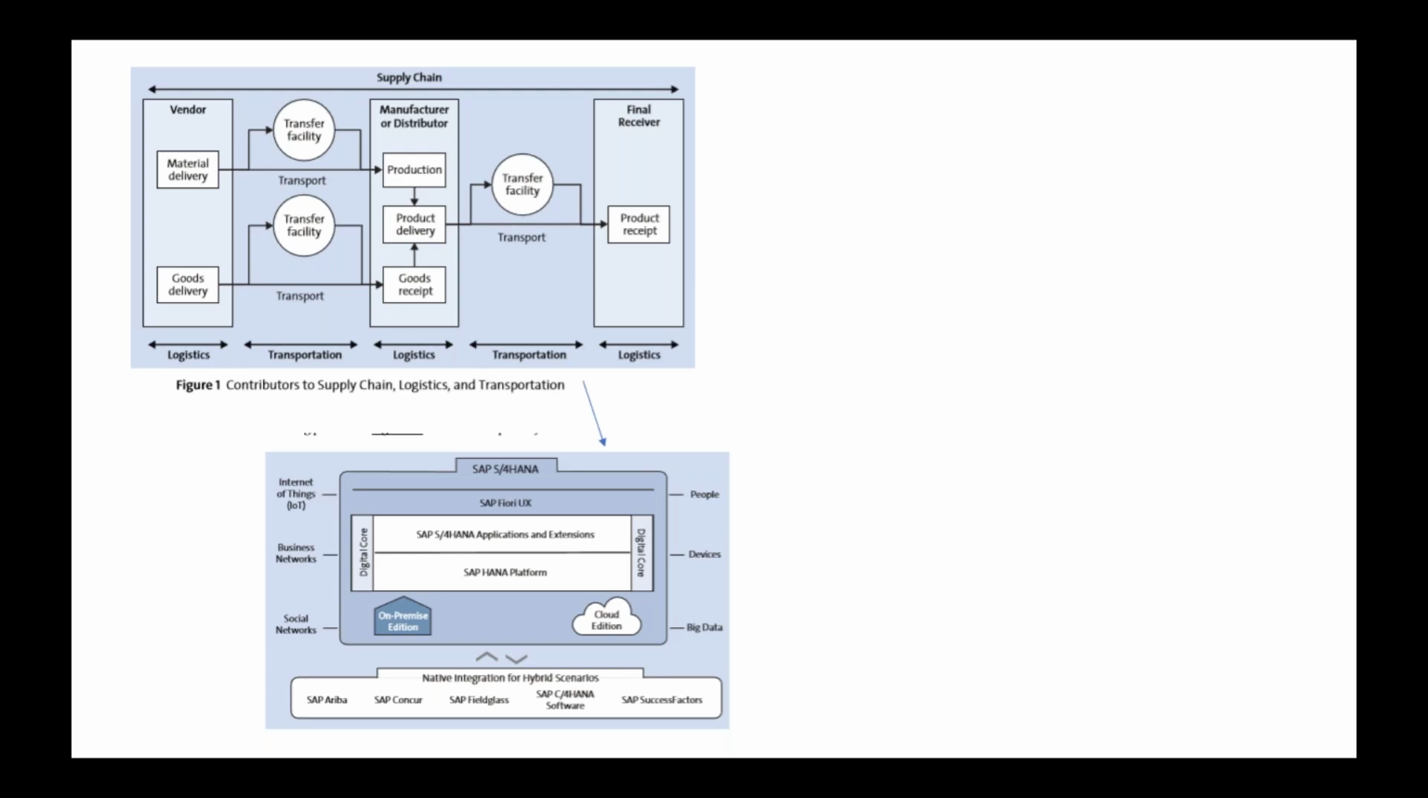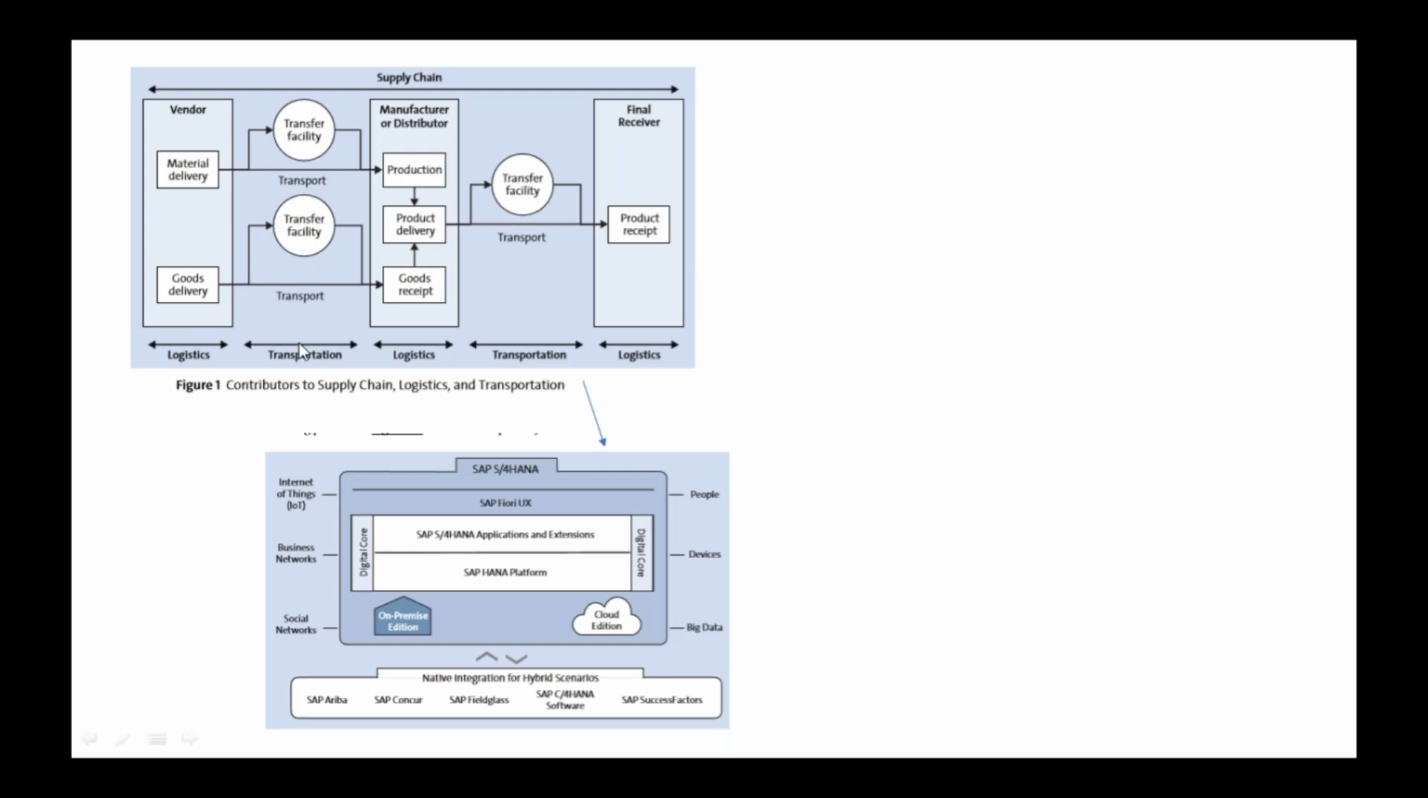Here, a lot is at stake if the processes are not properly managed. From the supply chain perspective, it will define the entire value chain, from the vendor to the manufacturer to the distributor and to the final receiver. From the logistics perspective, it will define the entire process of receiving, storing, moving, and shipping of goods. And finally, you have the transportation part.